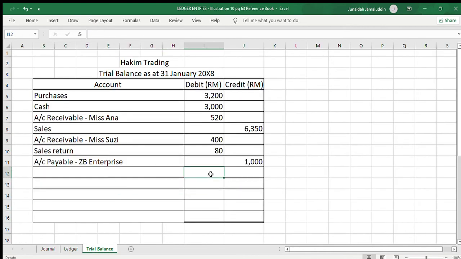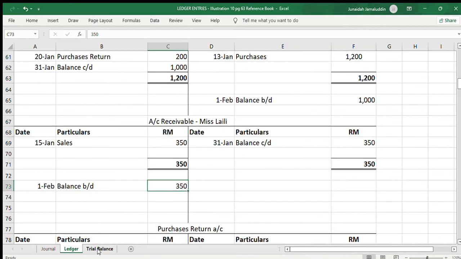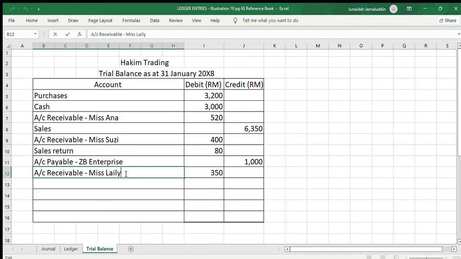So, 350. Okay, so nama dia account receivable Miss Laili. So, madam just copy paste je dekat sini. Kita ubah nama dia Miss Laili. Right, Miss Laili. Betul tak? Okay, oh sorry, dia Miss, salah nama. Miss Laili. Okay, so kita transfer 350 ni ke sebelah debit.